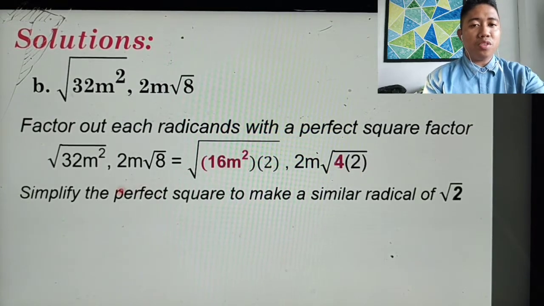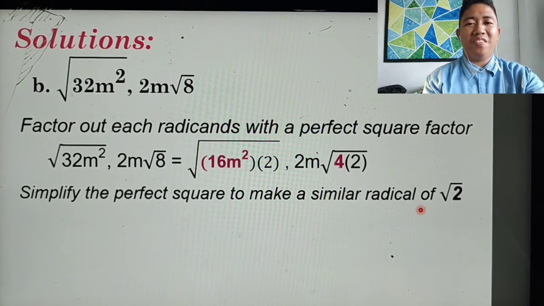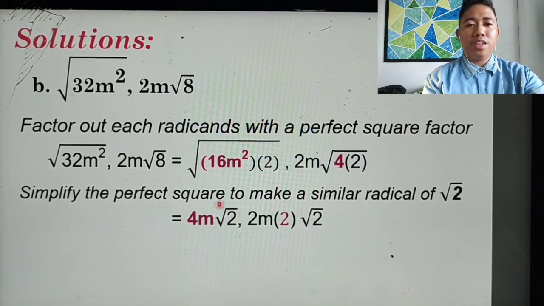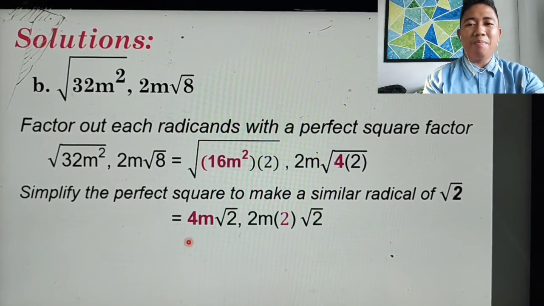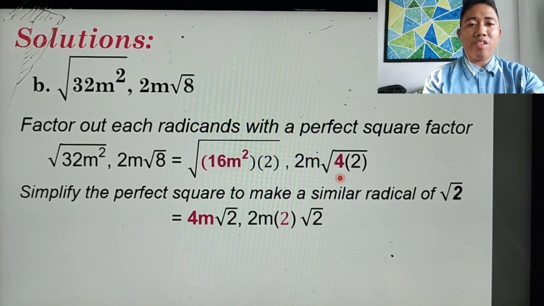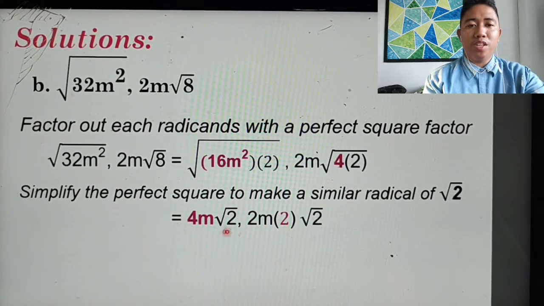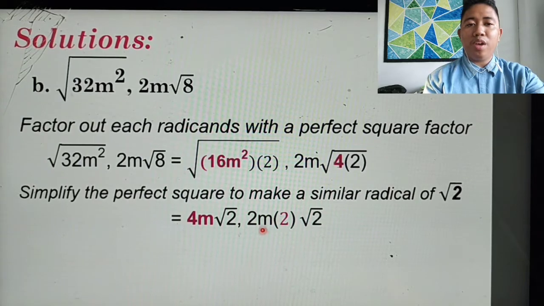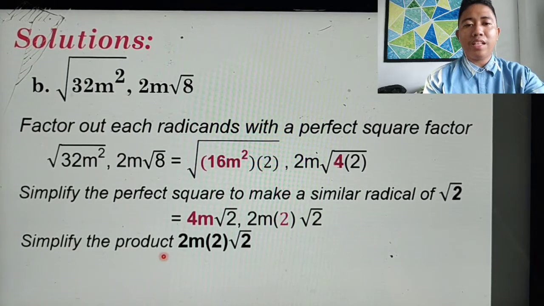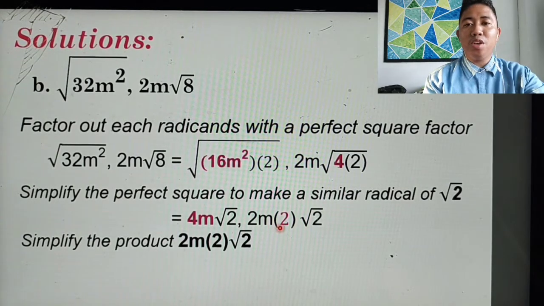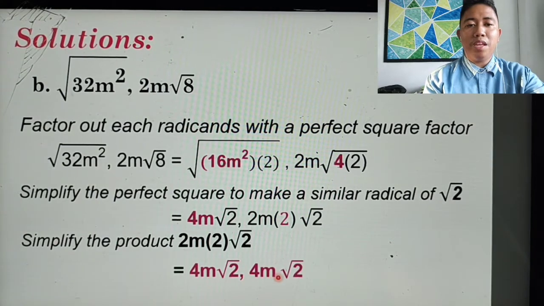The next step is to simplify the perfect squares to make a similar radical, which is the square root of 2. We simplify the square root of 16m squared, and it becomes 4m. And the square root of 4 becomes 2. So we have 4m times the square root of 2 and 2m times 2 times the square root of 2. The next process is to simplify the product in the second radical term: 2m times 2 becomes 4m, so 4m square root of 2.